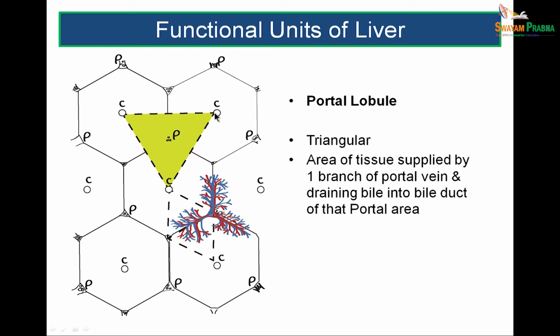It's called the portal lobule, and we draw it by joining the central veins of 3 adjacent hepatic lobules and forming a triangle shaped portal lobule. It is defined as the area of tissue supplied by one branch of the portal vein and draining bile into a bile duct of that portal area.